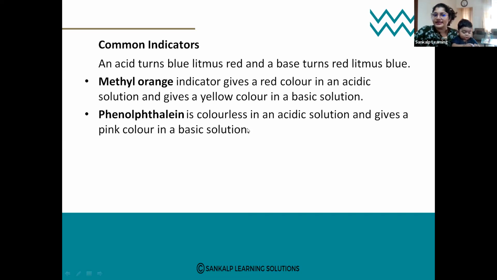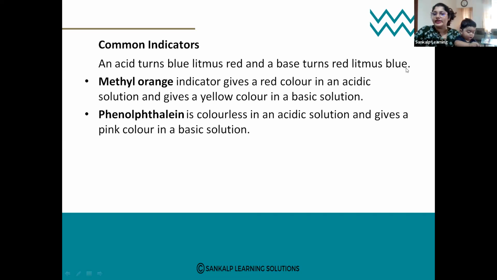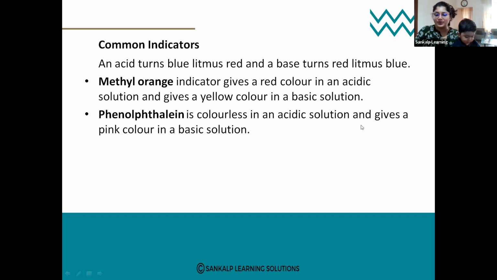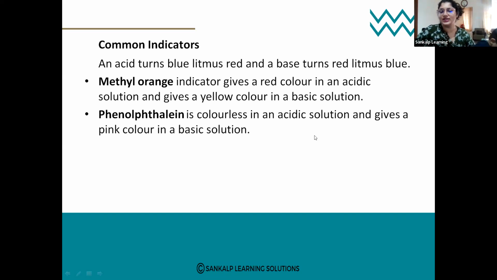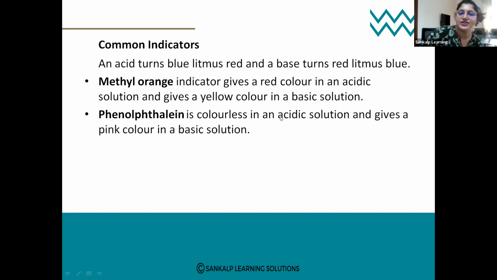So phenolphthalein indicator is colorless whenever it is in acidic solution, and when it turns into basic solution, it turns pink. So from the acidic pH, when it turns into a basic pH, it turns into pink. From colorless it turns into pink, that is from an acidic solution to a base. So this is the role of phenolphthalein indicator.